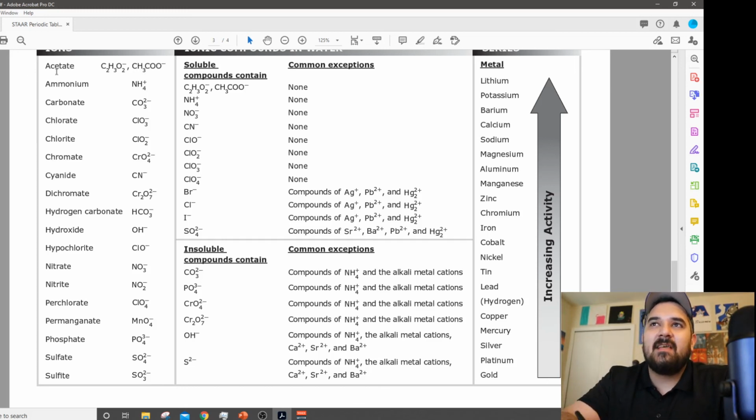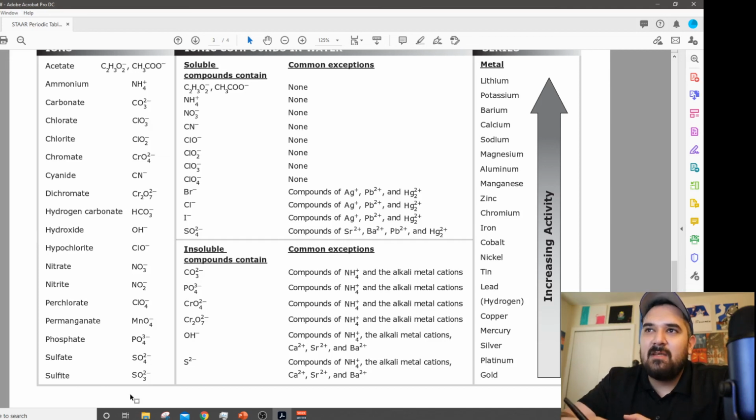So acetate has a negative charge, which means it's going to bond with a metal. So something like sodium acetate or lithium acetate. And then ammonium has a plus charge, which means it's going to bond with an anion. So ammonium nitrate, ammonium fluoride, ammonium chloride. And so depending on whether it has a positive or a negative charge, that tells you where in the name it's going to go. If it's got a negative charge, it's going to go at the end. If it's got a positive charge, it's going to be in the beginning.